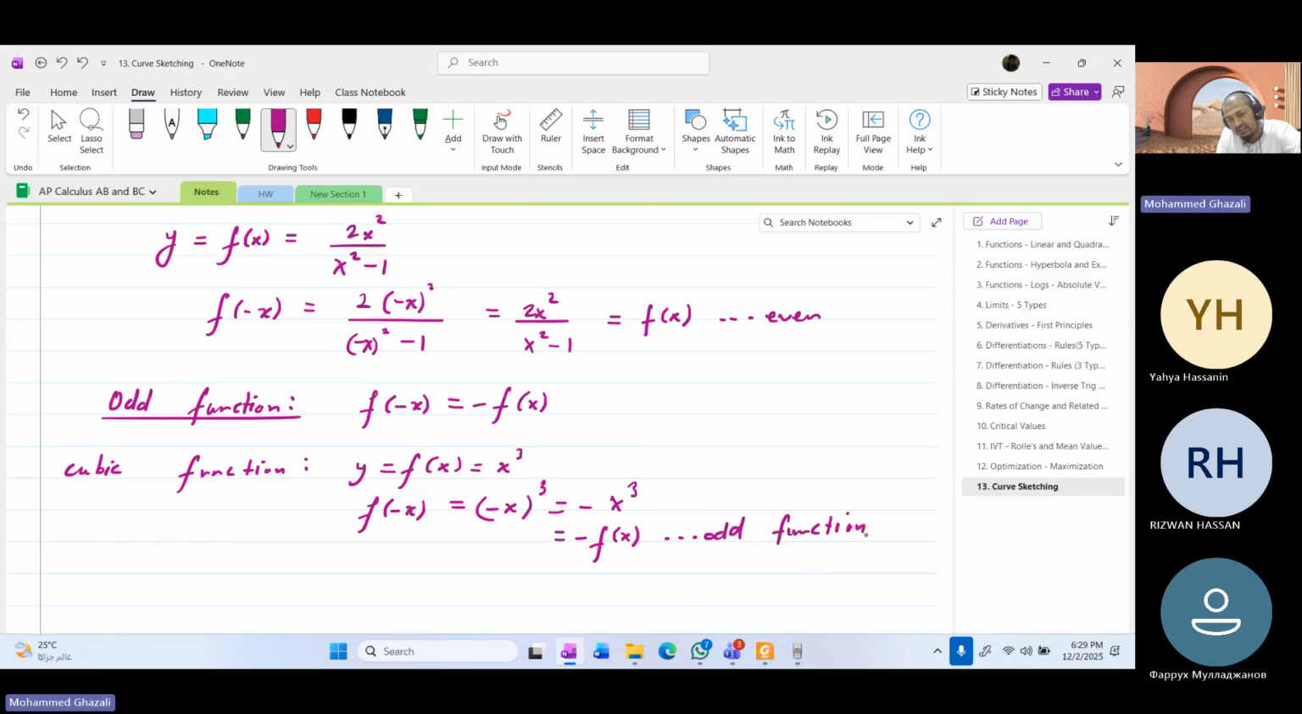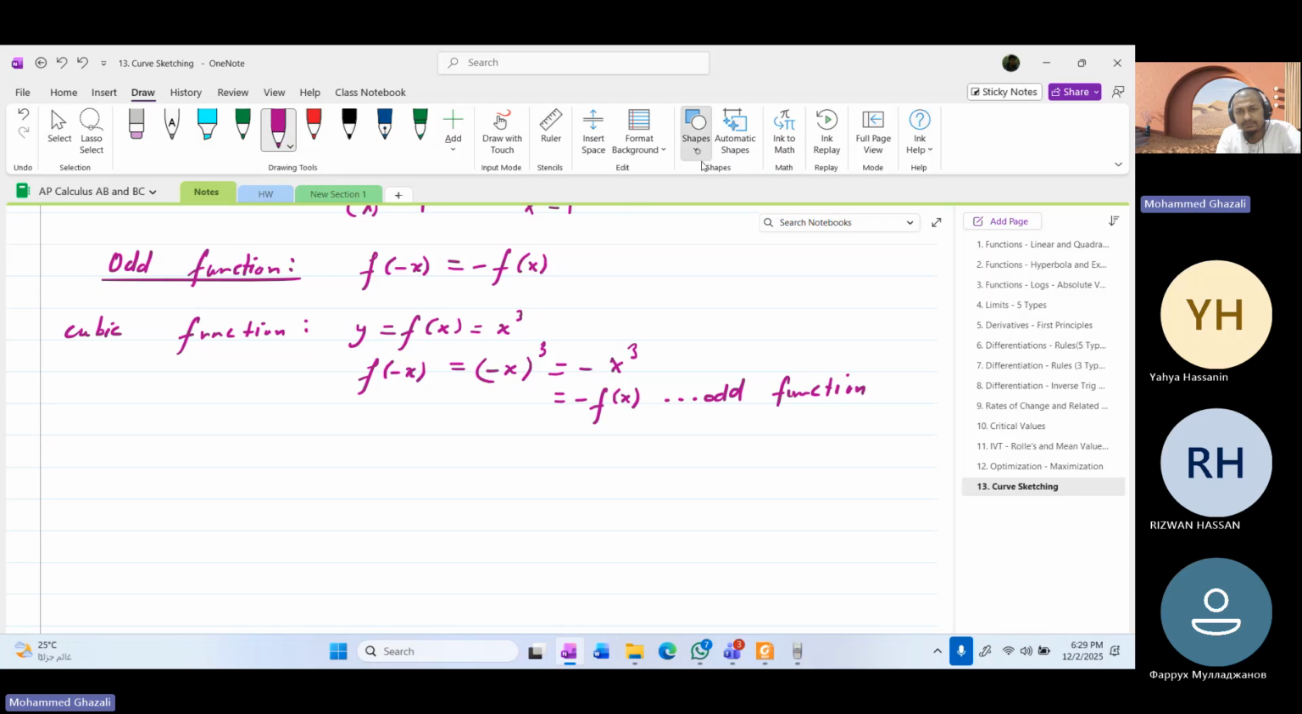Now, if you observe the shape of this cubic function, you can draw it on your graphing calculator or on Desmos and check what it looks like. The shape of this cubic function is something like this. Isn't this an odd function? We just proved that this function is odd. I'm looking at specifically this x cubed function.